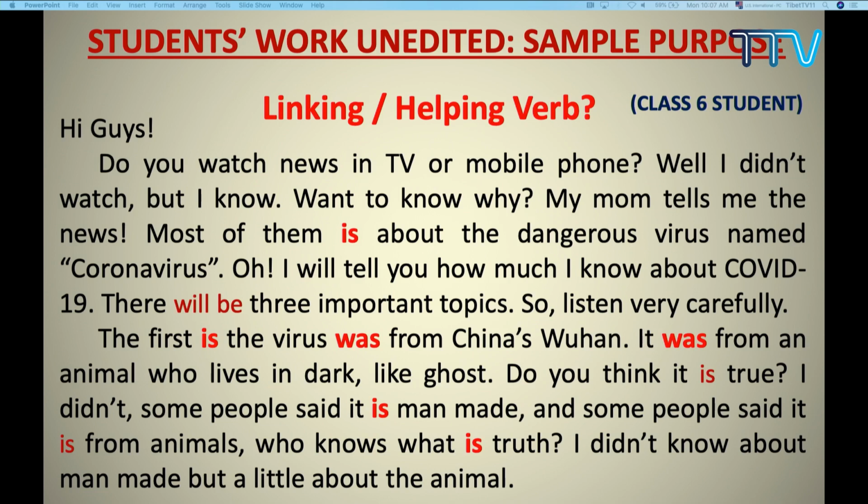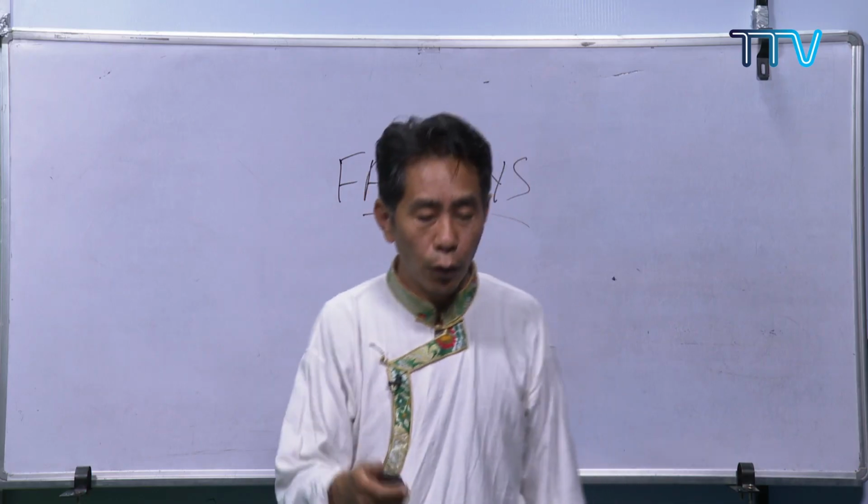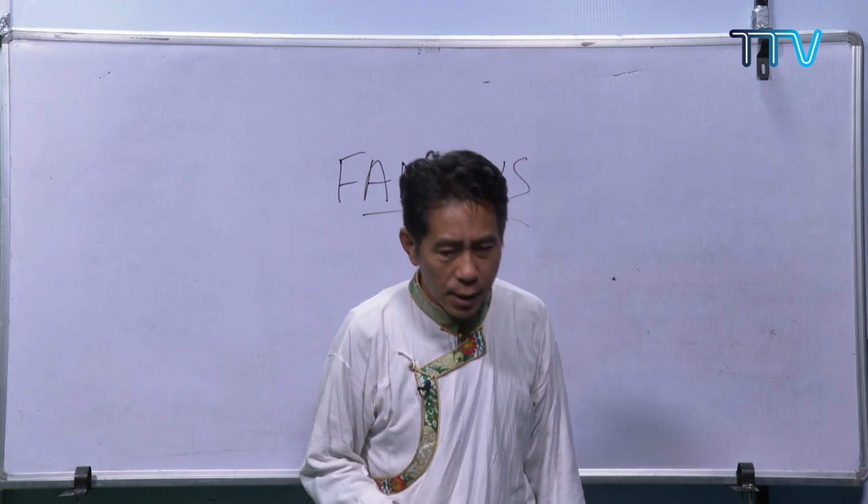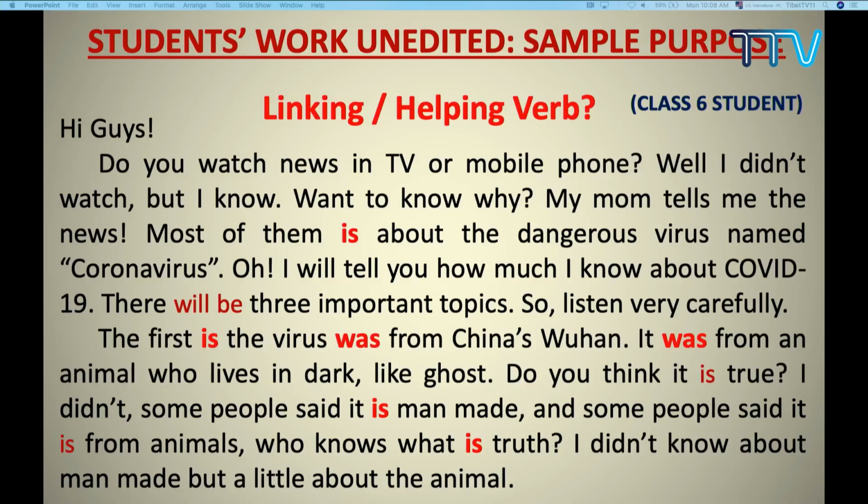Most of the linking verbs and helping verbs are the same. By looking at some particular words in the sentence, we can easily identify whether this word is a helping verb or a linking verb. I want you to go through this and try to tell me whether all these highlighted words are linking verbs or helping verbs. Any idea? I'm sure you all have got your own version. So this is not a helping verb, this is a linking verb.